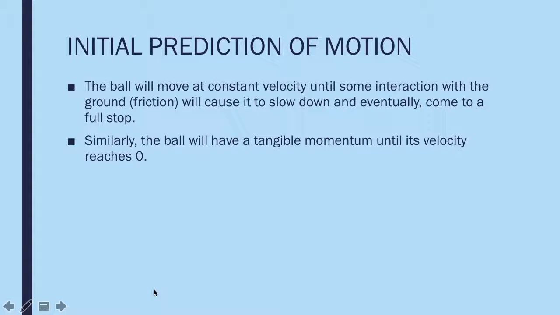So my initial prediction of motion was that the ball would move at constant velocity until some interaction with the ground would cause it to slow down and eventually come to a full stop. Similarly, the ball would have a tangible momentum until its velocity reached 0.